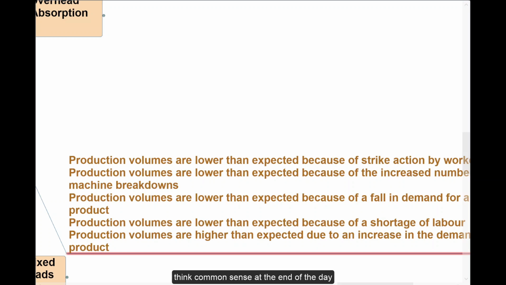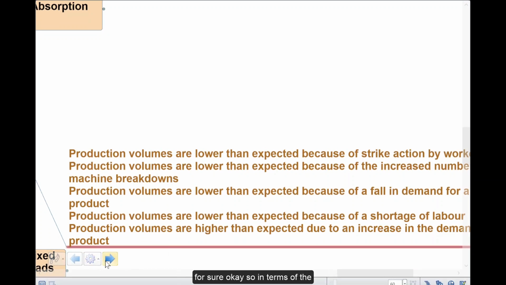Try and think common sense. At the end of the day, when you read the model solutions to the OT questions in this particular area, even though I would say it's certainly the trickier of the first 4 parts, much of it relies on some common sense, that's for sure.